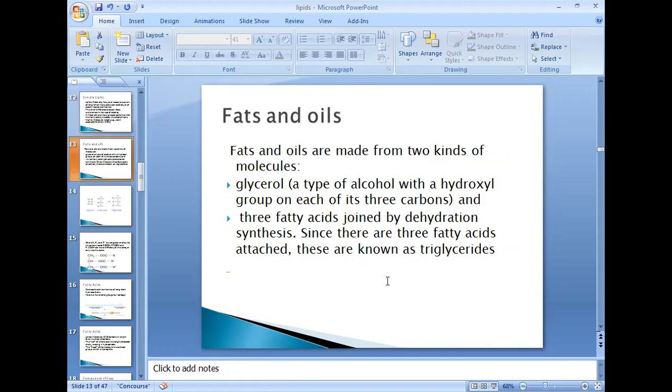If you talk about the components of fats and oil, it has two kinds of molecules. Glycerol is a type of alcohol with a hydroxyl group on each of its three carbons, and three fatty acids, which are joined to this glycerol by dehydration synthesis. Since there are three fatty acids attached, these are called triglycerides.